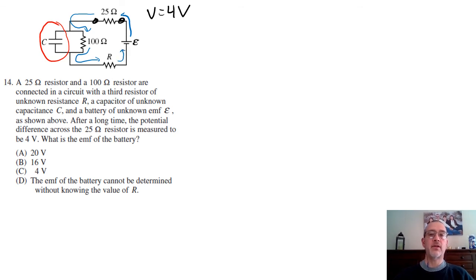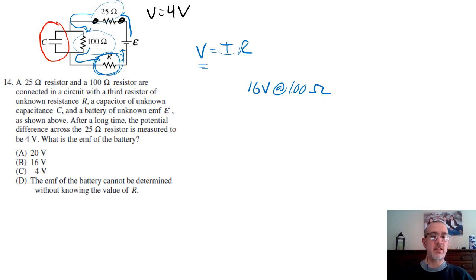Now, if this is 4 volts, then since it's the same current, and V equals I times R, I know that the voltage across the 100 ohm resistor is going to be 4 times as much. So this is going to be 16 volts across the 100 ohm resistor. But if I want to find the EMF of the battery, I really can't figure it out because I don't know the voltage across this resistor. So it turns out that the EMF of the battery cannot be determined without knowing the value of R. So that's going to be the answer to that problem.